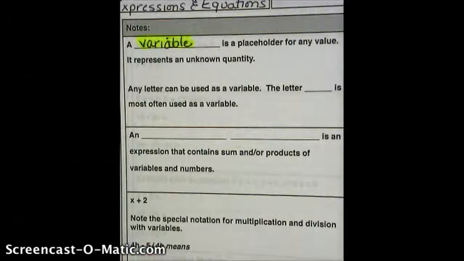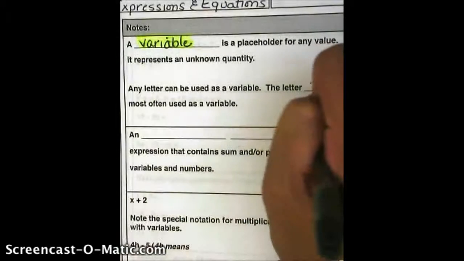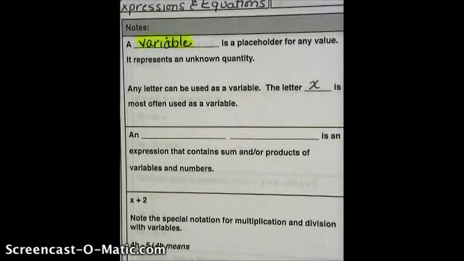Now, we can use any letter as a variable, but the letter X is the one that is most often used as a variable. So you're going to see any letter. I usually try to stay away from the letter B because it looks a lot like a 6, and that makes it very difficult, but you will use most any letter. But X is the one we'll use most often.